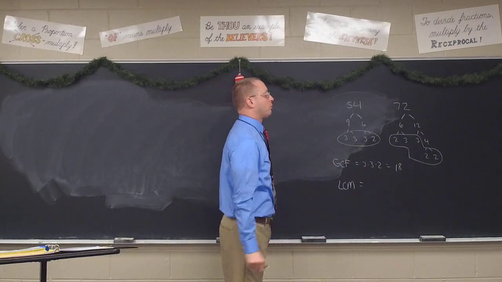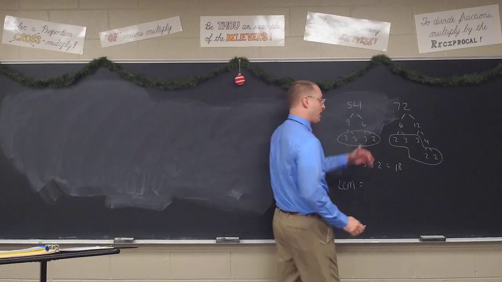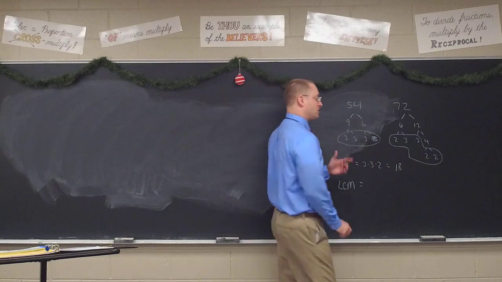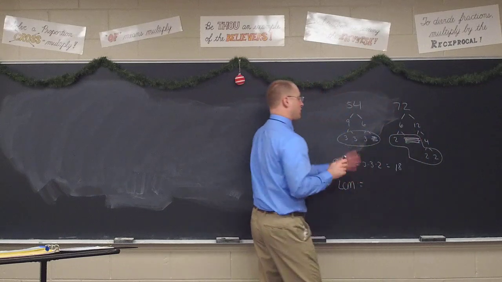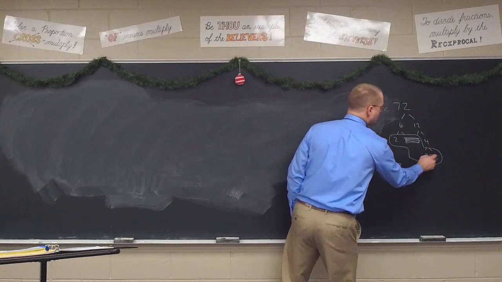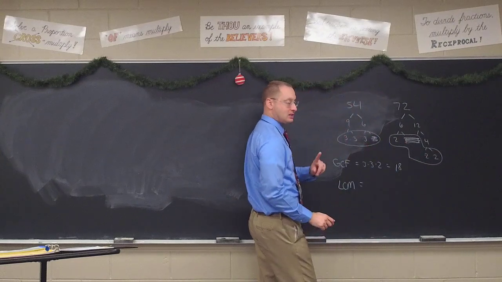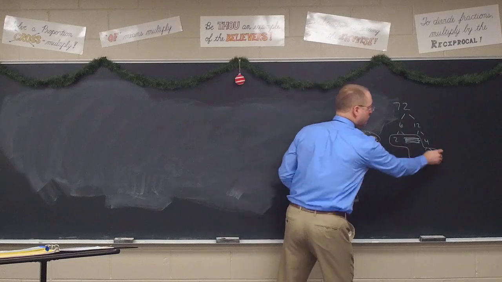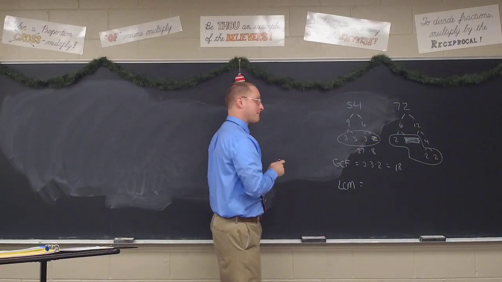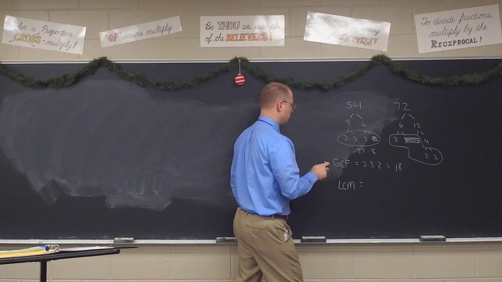And this time there is a clear winner of the 2s. The 72 has way more 2s, so this single 2 is a loser. And the 54 is a clear winner of the 3s. These 2 3s lose out to the 3 3s. So my LCM is 3 times 3 times 3 times 2 times 2 times 2. Well, what is 3 times 3 times 3, class? 27. And what's 2 times 2 times 2? 8. And if we multiply 27 times 8, we get our LCM. 175. Right? 176. Oh, wait.